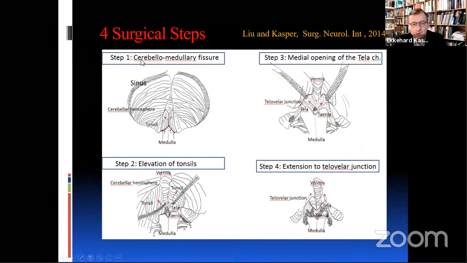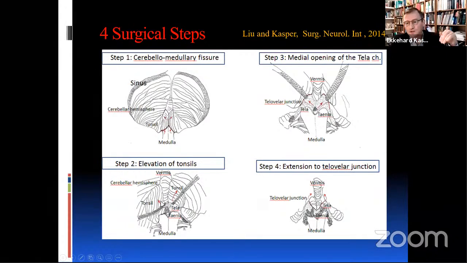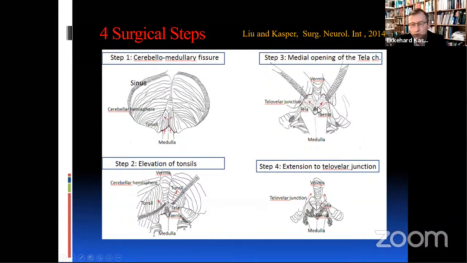You first want to identify, as I said, the cerebellomedullary fissure, which is from the obex, the 4th ventricle outlet. And you basically want to elevate the tonsils, which is your step 2. You can do this with manual spatulas first, and then later I use a Greenberg retractor to actually hold them up stationary. Then you identify your obex and you go laterally, identify the tela. And as you split the tela, you go up towards the telovelar junction if you need more exposure.